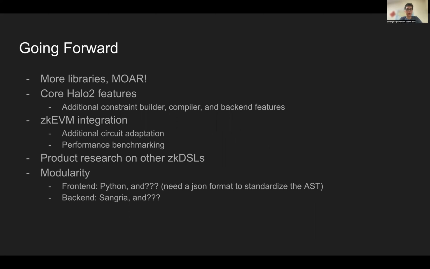And fourth, we're going to conduct some product research on additional ZK DSL products, for example, Noir from the Aztec team and also Socrates. And finally, we're going to extend the modularity of Chiquito by integrating and perfecting the existing and additional front ends. So go beyond just Python, which also needs a JSON format, a standardization for the syntactic tree. And for the backend, it's more of a long shot because it takes a long time to implement, but we can implement additional proof systems more in the long run.